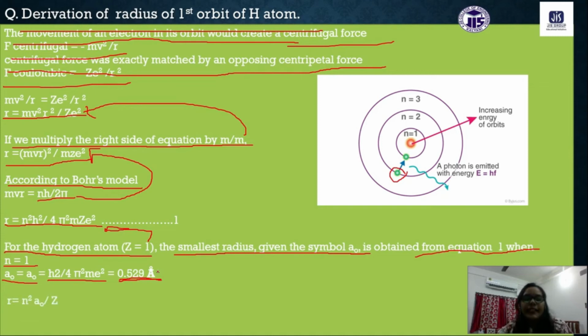So if we put this a0 value in this equation number 1, what will we get? We will get r equals n square a0 divided by Z, where the value of a0 is 0.529 angstrom. So for any atom, we can get the atomic radius. Thus this is the derivation of the radius of the first orbit of the hydrogen atom, and by using this equation we can get the radius of other elements also.